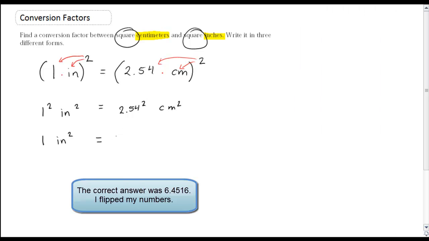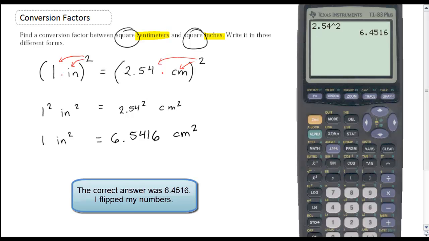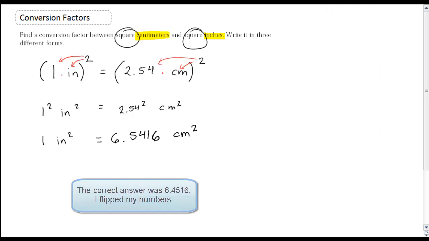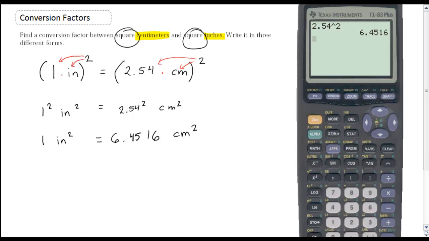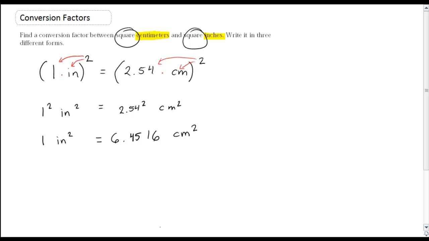So 6.5416. So that was 2.54 squared. Here's centimeters squared. Okay, let's just go back, make sure that was right. Nope, I knew it. I do that a lot. It should have been 4.5. Let's double check one more time. 4.516. Okay, there it is. All right, so there's my conversion factor between these.